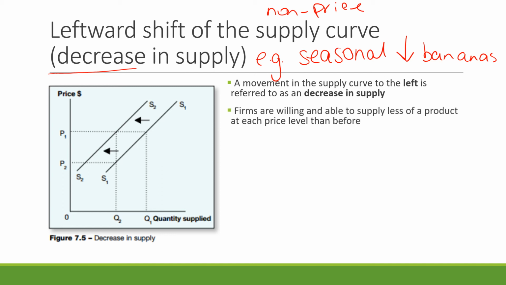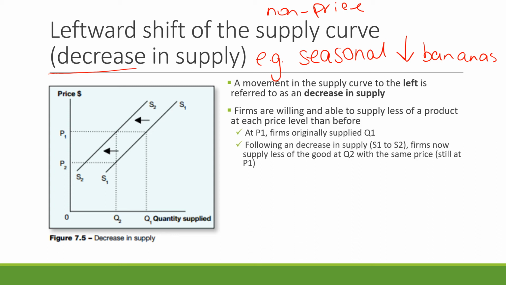So two things will then happen as a result. Firms are then willing and able to supply less of the product at each price level than before. And this is because of a non-price factor: the climate isn't good for growing this particular fruit. So we're going to look at what this looks like on the points.